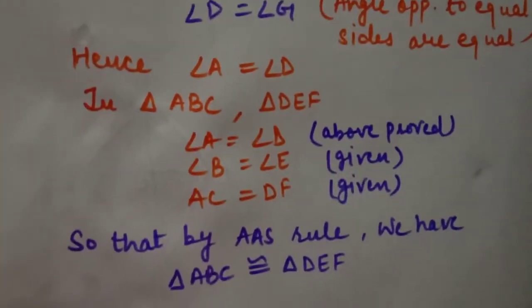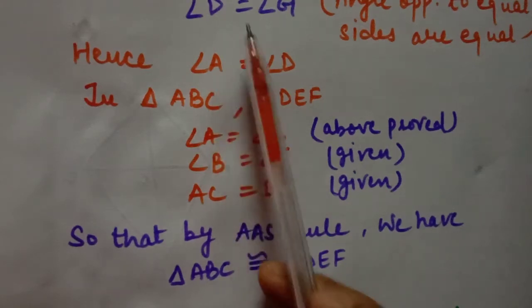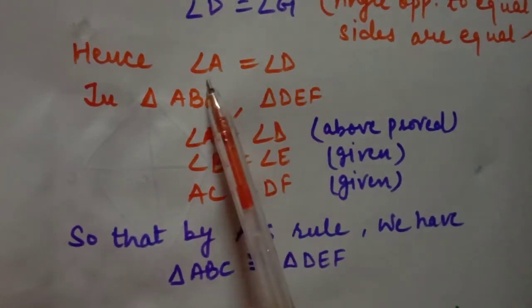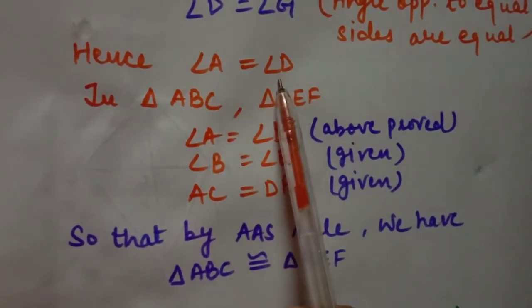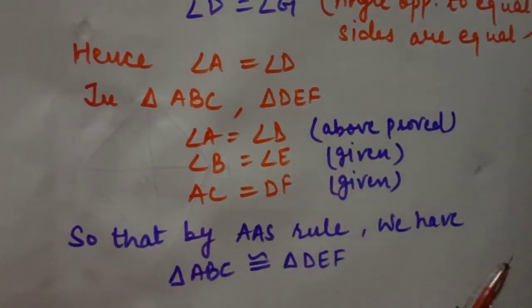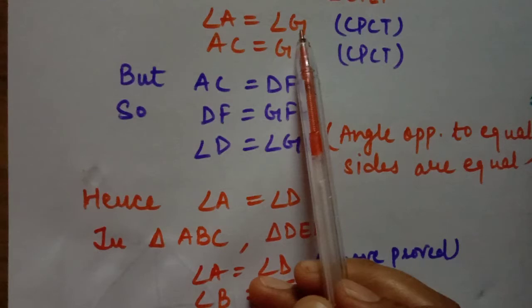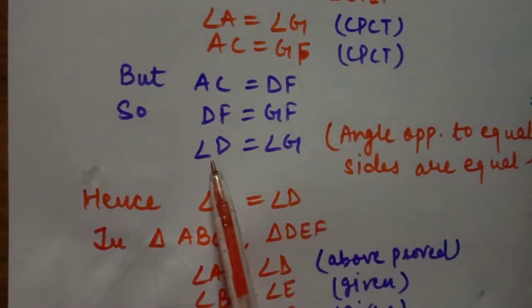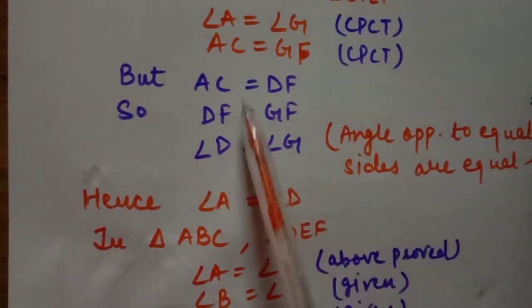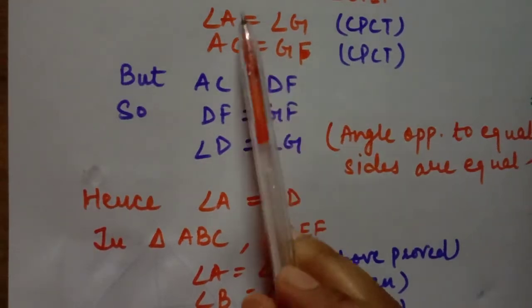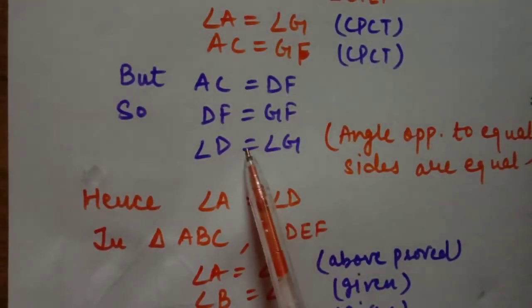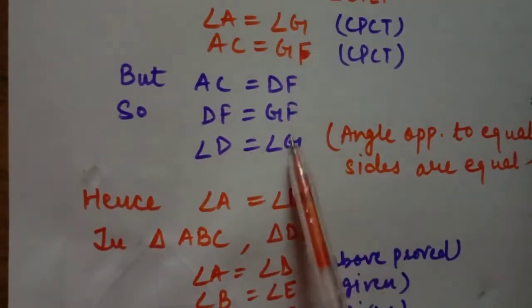So now we know it very well that angle D is equal to angle G, and angle A is equal to angle G. Why? Because angle A is equal to angle G, and angle D is equal to angle G. From these two equations, angle A and angle D are also equal to each other because they both are equal to the same angle.